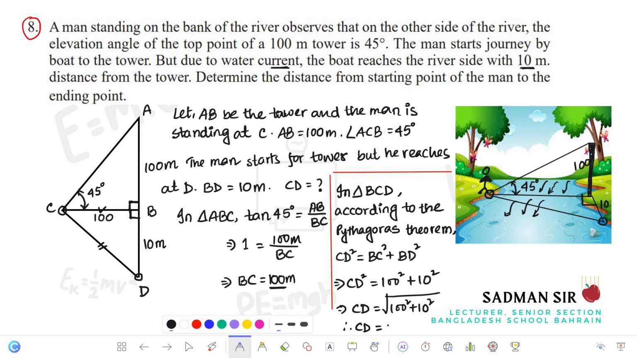You also check the calculation, and if you find any kind of mistake anywhere that I have made, please let me know. So 100.5 meter, that is what I got, the distance between the man's starting point and the final point. So that is our answer.